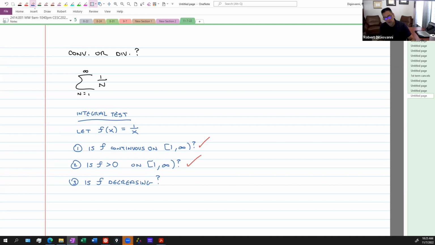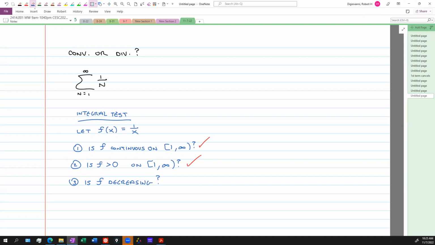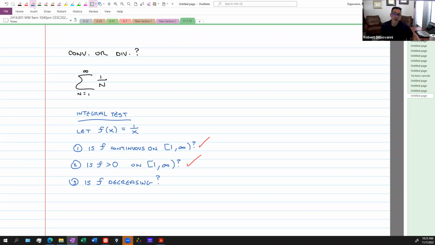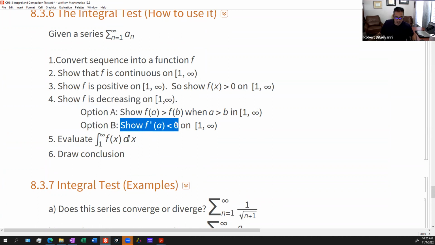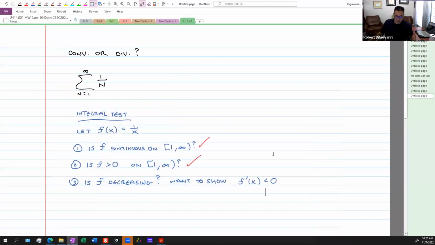All right, drum roll. How many of you remember in Cal 1 how you can show whether or not a function is increasing or decreasing? The derivative, right? If the derivative is positive, it's going up. If the derivative is negative, it's going down. So I want to show that the derivative of this function is negative. If the derivative is negative, then the function decreases. If you go back to your notes, where I put how to use this test, you have to show that f is decreasing, and there are two options for showing it. The option I'm giving you right now is to show that the derivative is negative. There's another thing I can do, but I'll show you that later on a different example. So I'm going to show that the derivative is negative.